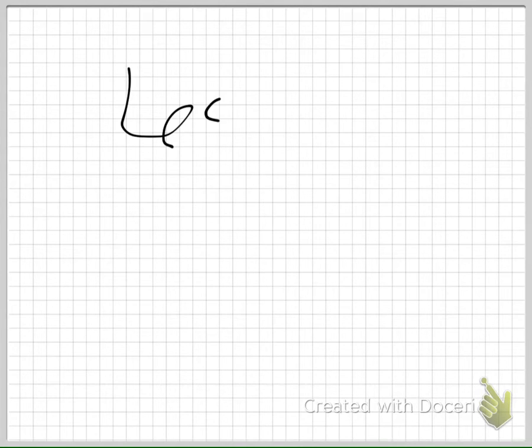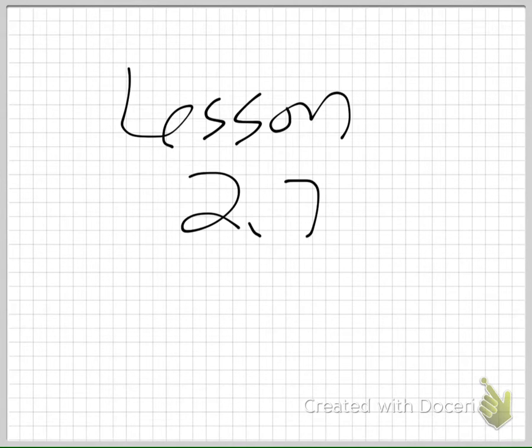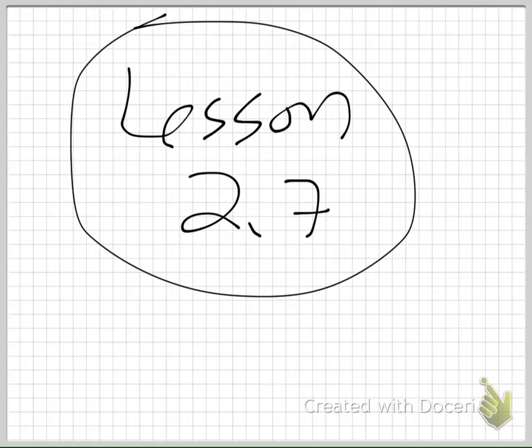All right, this is lesson 2.7 in algebra. Percent of change. Okay, dealing with percents. A lot of people don't like this. It's not super difficult once you wrap your brain around it. So let's get started on page 119.